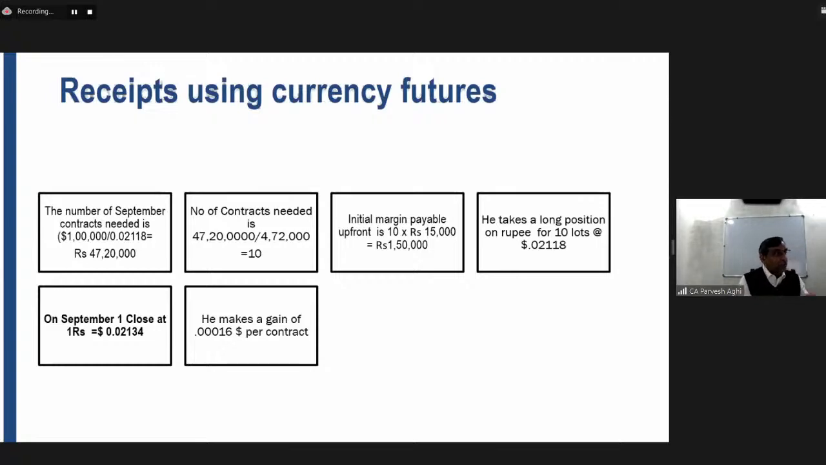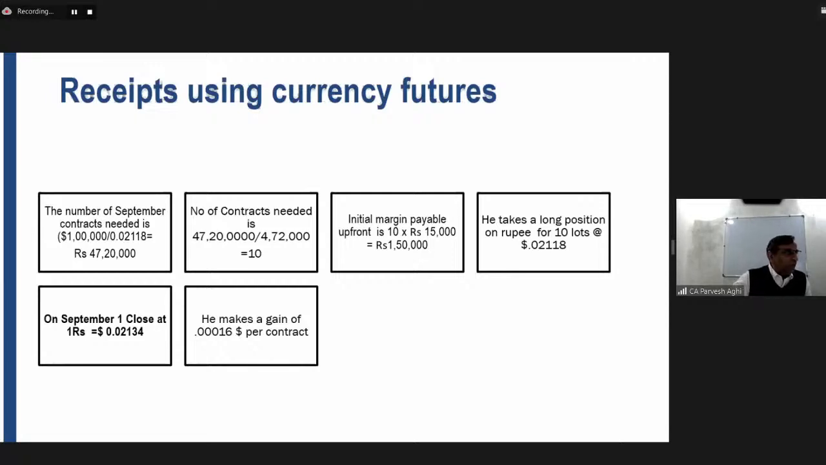Fine. So since he's an exporter, he will be losing in the spot market because of the rupee depreciation, but he will be making a gain in the futures market. So that is basically 0.0016. That has been calculated. This is basically the difference, 0.02118 minus 0.02134. So he makes a gain of these many dollars.